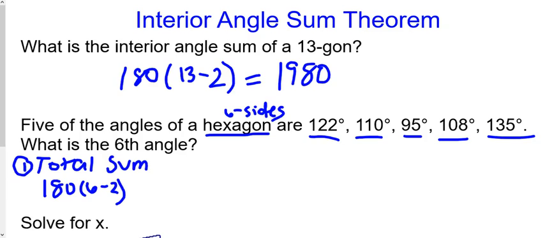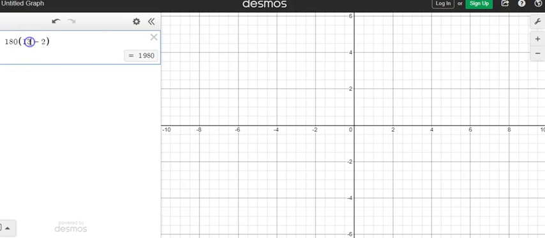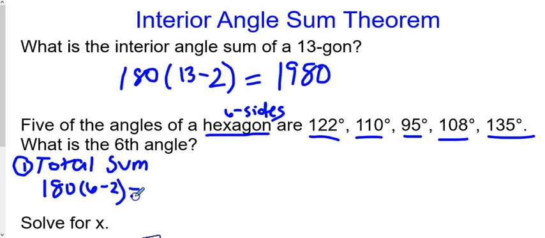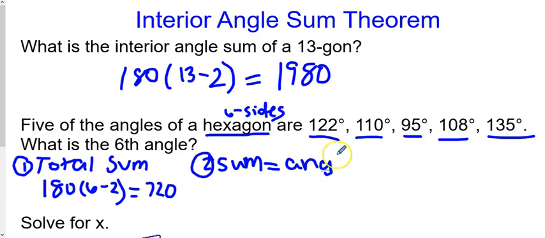All right, so let's go to Desmos and type that in. I'm just going to change this to a 6 here. We get 720. And then we're going to set the sum equal to everything added together. So our sum is going to equal the angles we have plus the one we're missing, so plus x.